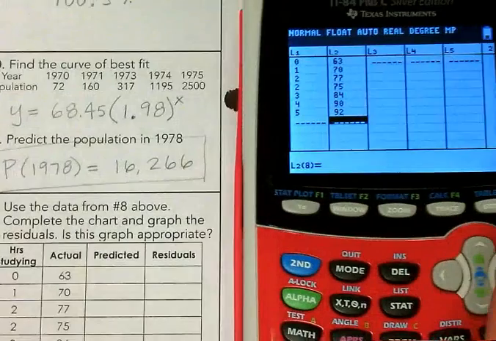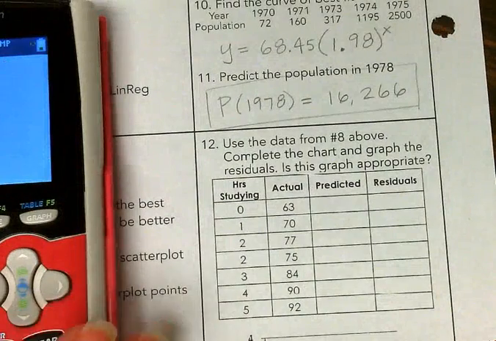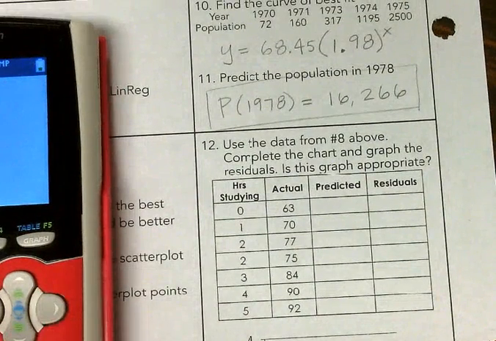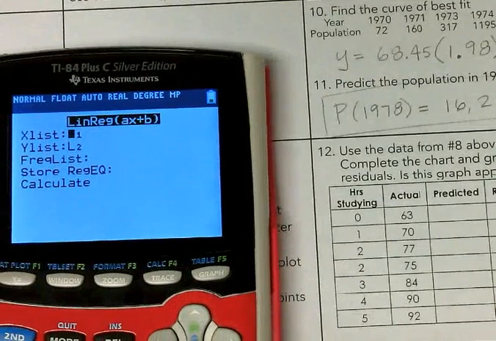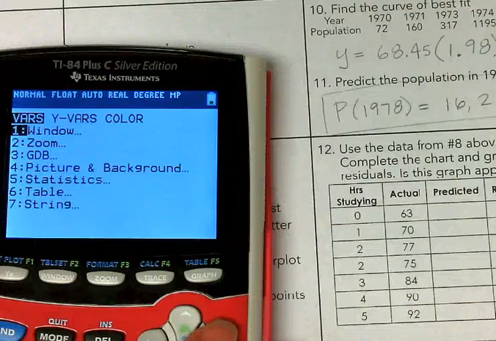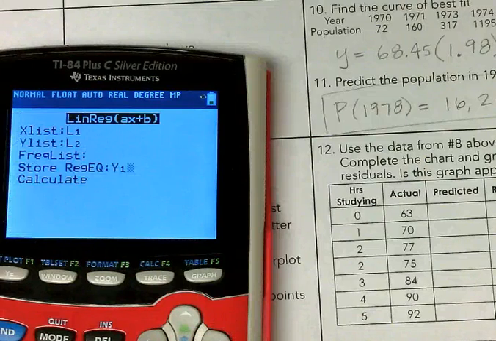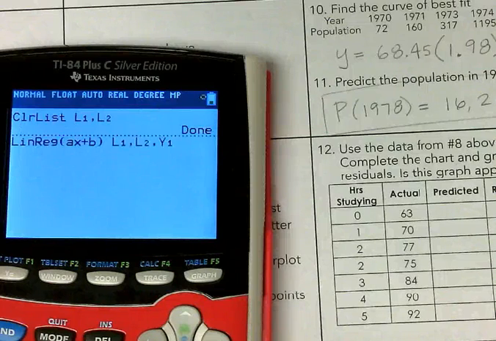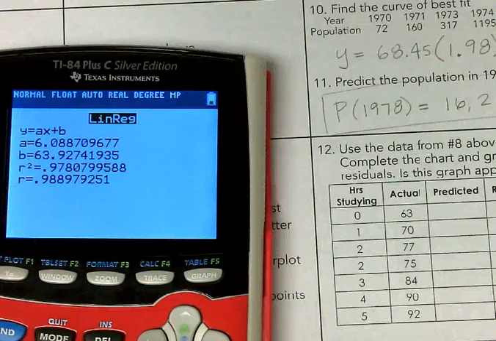So now what we're going to do is find the line of best fit. So we're going to stat, calc, off the screen. Go down to where we want to store the equation, vars, y vars, 1, 1, and then arrow down to calculate. And here's our line of best fit.